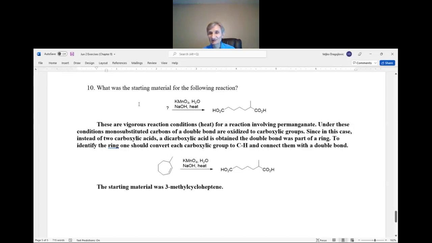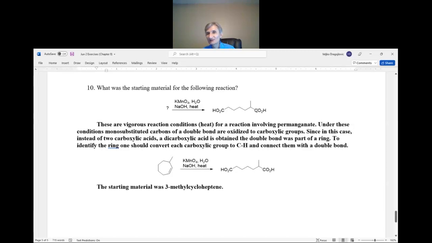So when you work this backwards, what was the starting material? If permanganate cleaves the double bond in such a way that each carbon of the double bond ends up as a carboxyl group, that means those two carboxyl groups must have been connected by a double bond. And you simply connect them with a double bond. So you count how many carbons are here. 1, 2, 3, 4, 5, 6, 7. That means a 7-membered ring with a double bond.